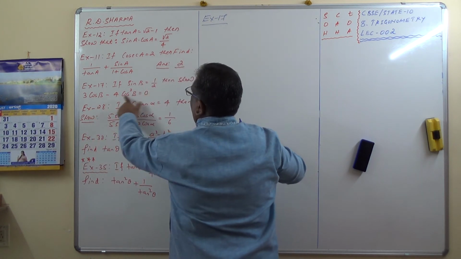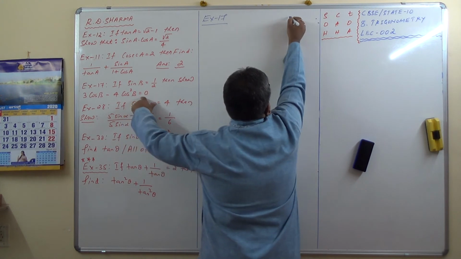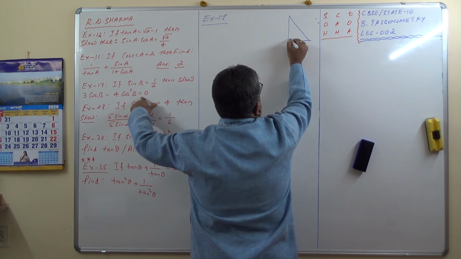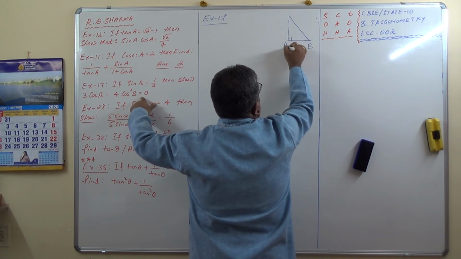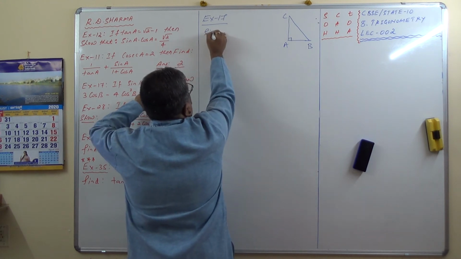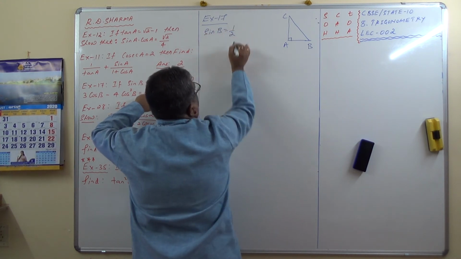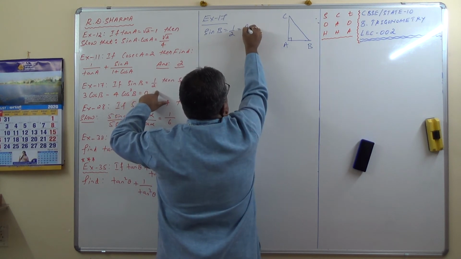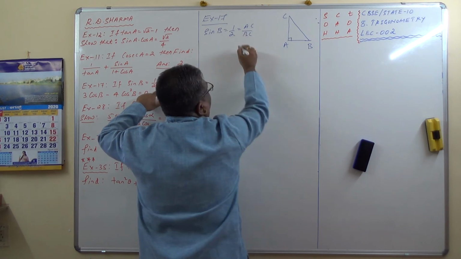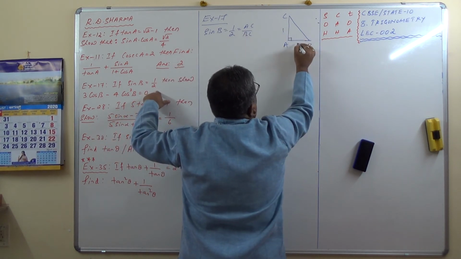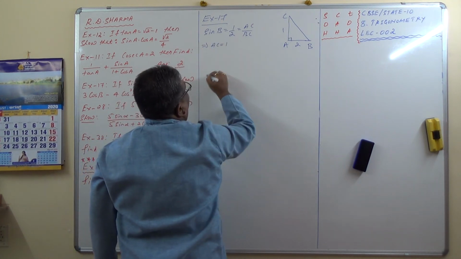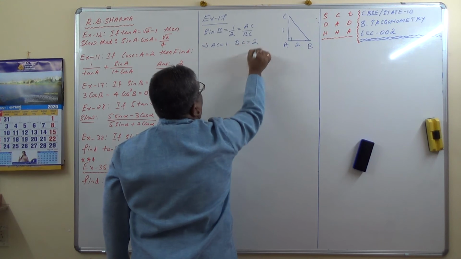Sin B equals half, then show that this equals 0. So, diagram. B is the reference angle here: A, B and C. Sin B equals half, which is AC divided by BC. So AC is 1 unit, BC is 2 units, which implies AC equals 1, BC equals 2.